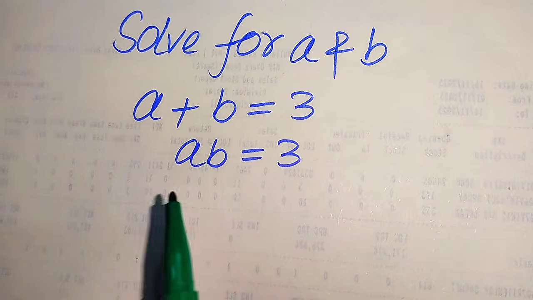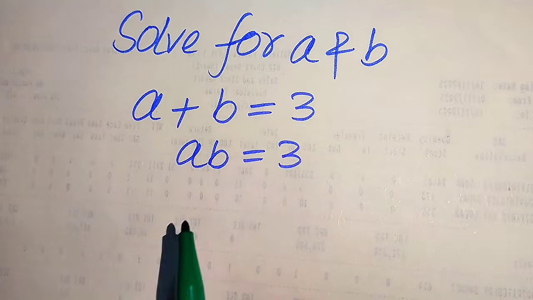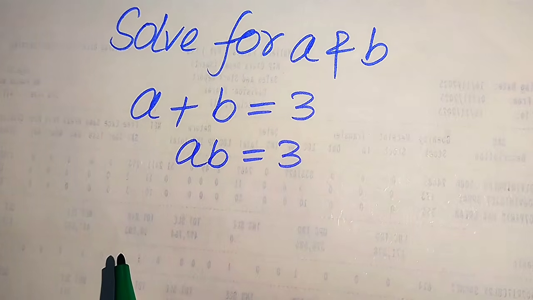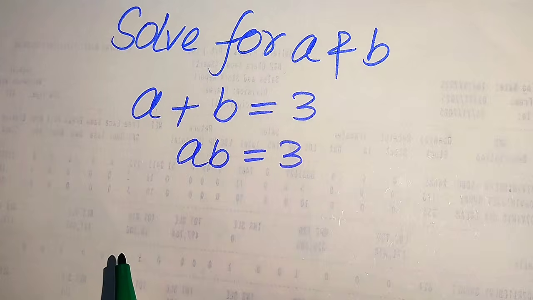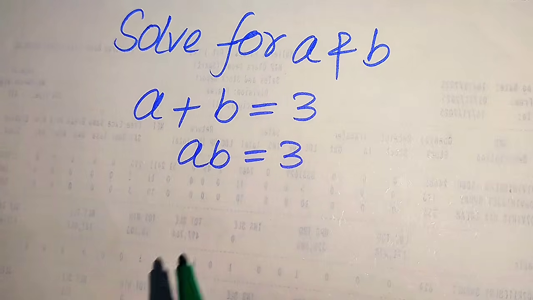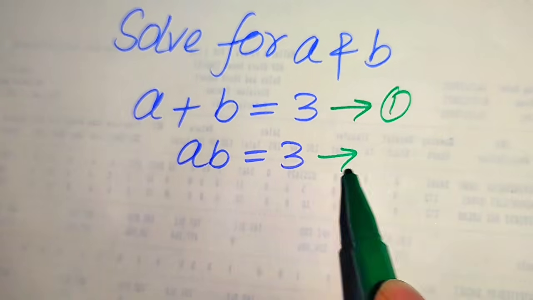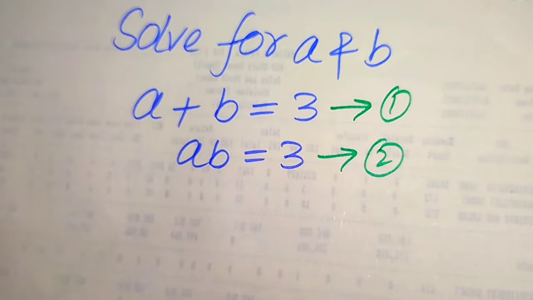So here we have a plus b equals 3 and ab equals 3, and we solve this problem for all the values of a and b. First we solve these two simultaneous equations and get the values of a and b, so we call this equation number 1 and this equation number 2.